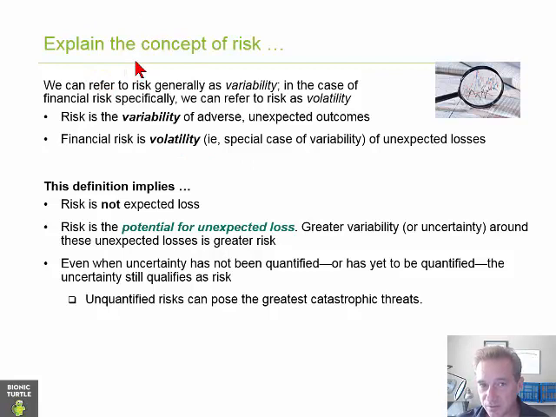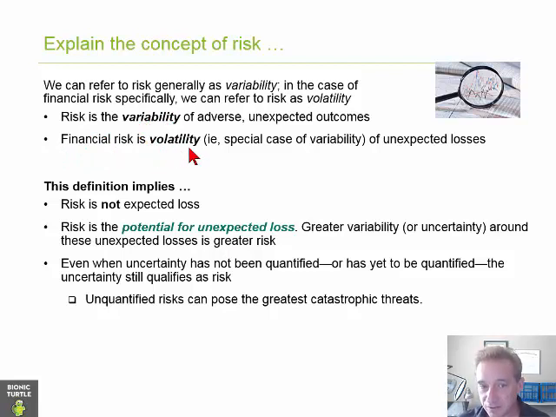But it does start with the definition of risk, or specifically, the first aim or learning outcome in the syllabus is explain the concept of risk. And so we always follow the assigned authors, and here we see that risk is the variability of adverse, unexpected outcomes. And then we can say more specifically, in the case of financial risk, that it's volatility.